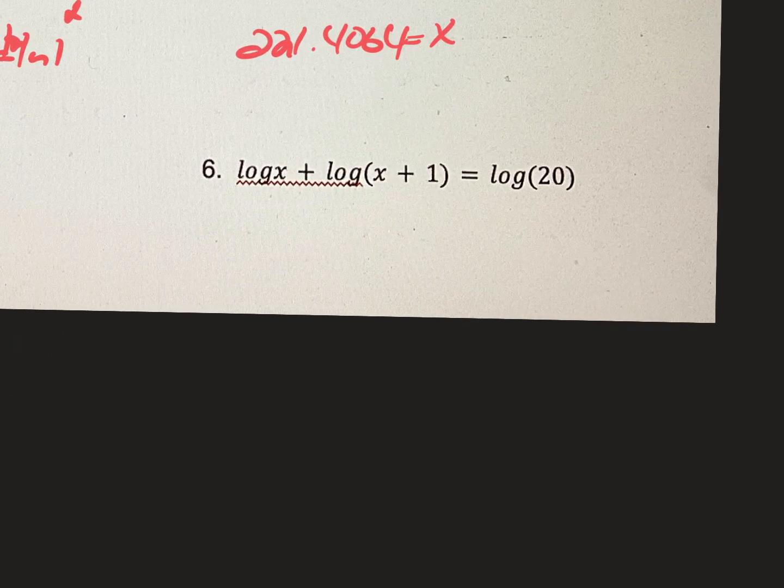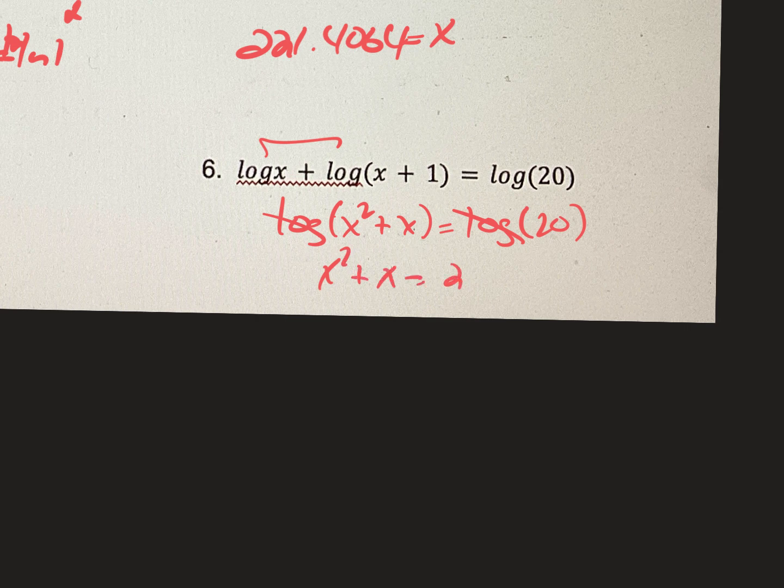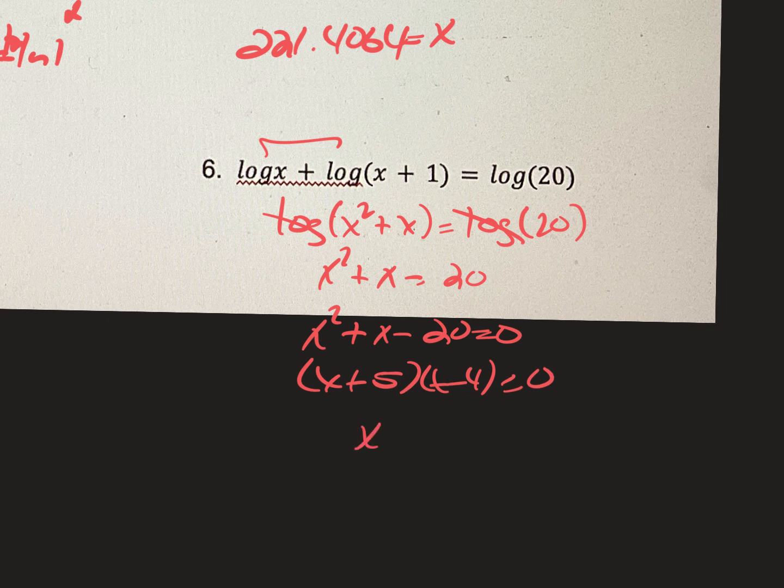Number 6, I'm going to see 2 logs added together. You can never add logs. Remember that means you multiply. So I'm going to multiply x squared plus x equals log 20. And because there's 1 log on each side, you can just drop those, make it x squared plus x equals 20. Let's move that 20 to the other side so we can factor. I'll factor with x plus 5, x minus 4, which gives me 2 solutions, maybe negative 5 and positive 4. However, negative 5 makes that negative, so that can't work. 4 looks good. Circle the 4.